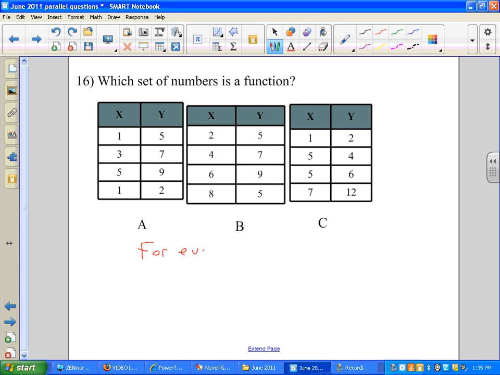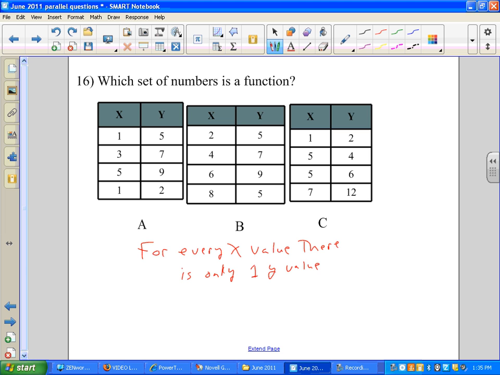For every x value, there is only one y value.